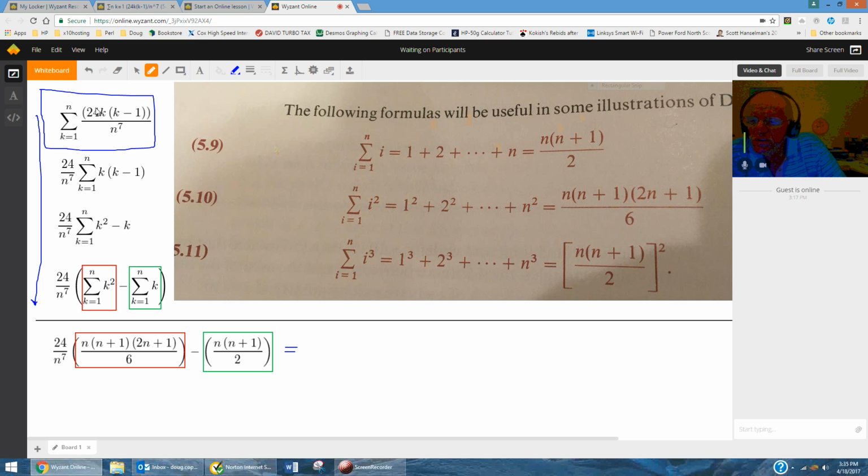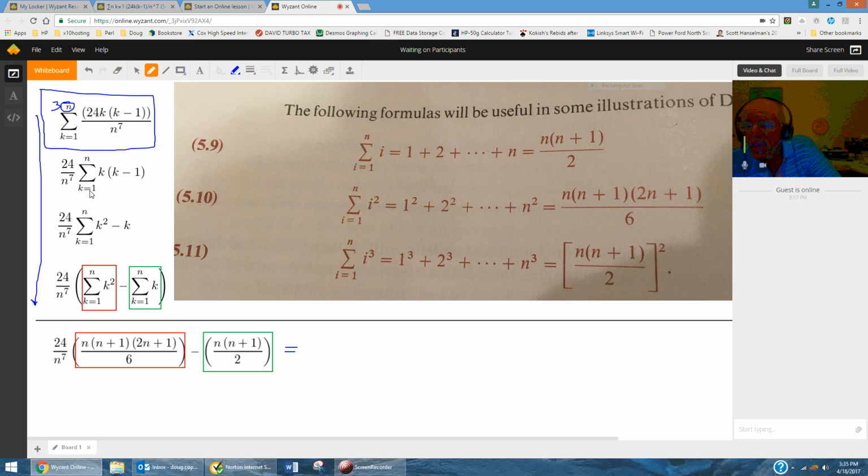The 24 over n to the 7th is really just a constant. Whatever number you pick for n, like if you pick the number 3 here, means that 3 to the 7th is in the denominator, so I can pull 24 divided by 3 to the 7th power in front of the summation symbol because it's a constant.